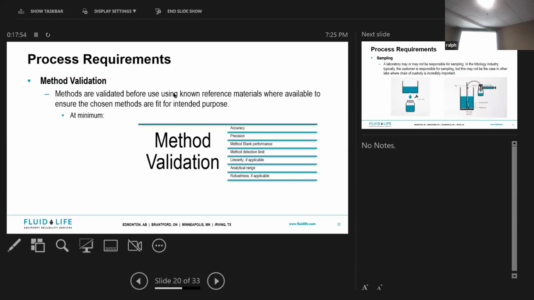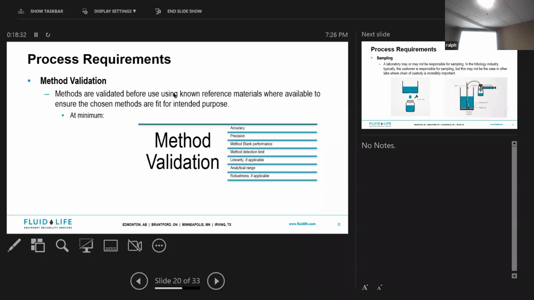Method validations. This is what's required when you're getting your equipment up and running. You have a method to follow and you need to prove each one of these: accuracy, precision, method blank performance, method detection limit, linearity, analytical range, robustness. Accuracy is basically how accurate you are to the target. Precision is, if you run one after the other, how close are those together and to the target. Method blank performance is, if you're expecting something to be 0, is it 0? Is it not 0? Because that does happen sometimes depending on the equipment that you're using.